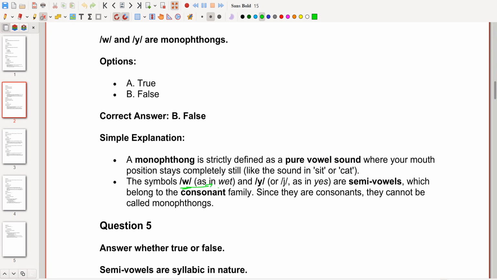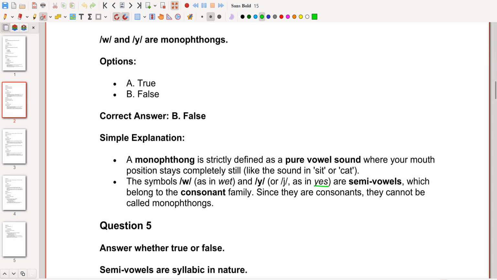This pronunciation is implemented in this word wet. So try saying wet. Your lips will touch at one moment, then move away from each other at another moment. See, when you say wet, your lips will touch one moment and move away from each other another moment. We are having some very vigorous mouth movements here.